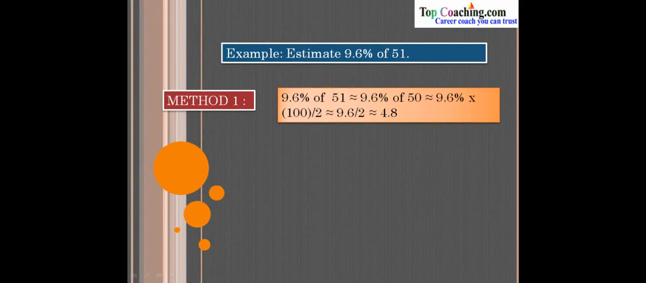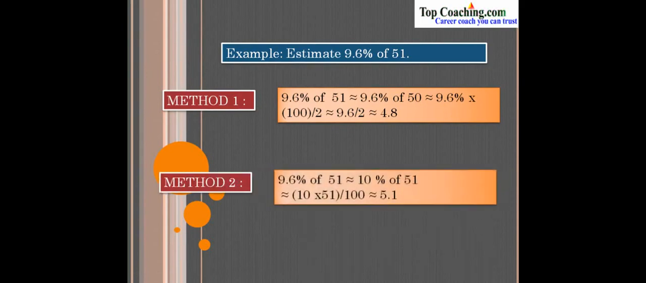Here we have taken the approximate value of 51. Now the second method: we approximate 9.6% to be 10%. So that would be 10% of 51, which is equal to 5.1. Thus the approximate value of 9.6% of 51 is 5.1.